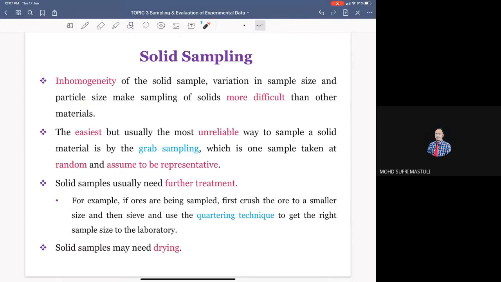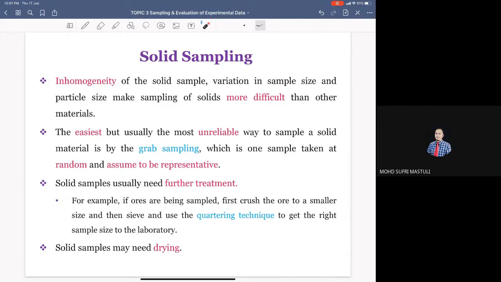It's quite different from the liquid sample. A liquid sample is a homogeneous mixture, but a solid sample is normally inhomogeneous, because in a solid sample it can vary in terms of sample size and particle size. So it is a bit difficult to do the sampling compared to gas sampling and also liquid sampling.